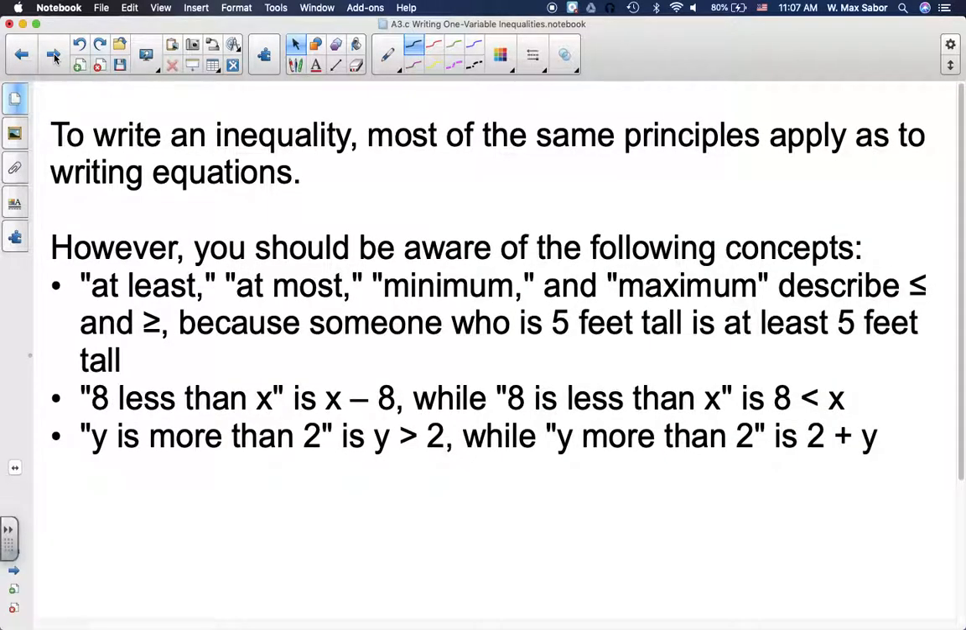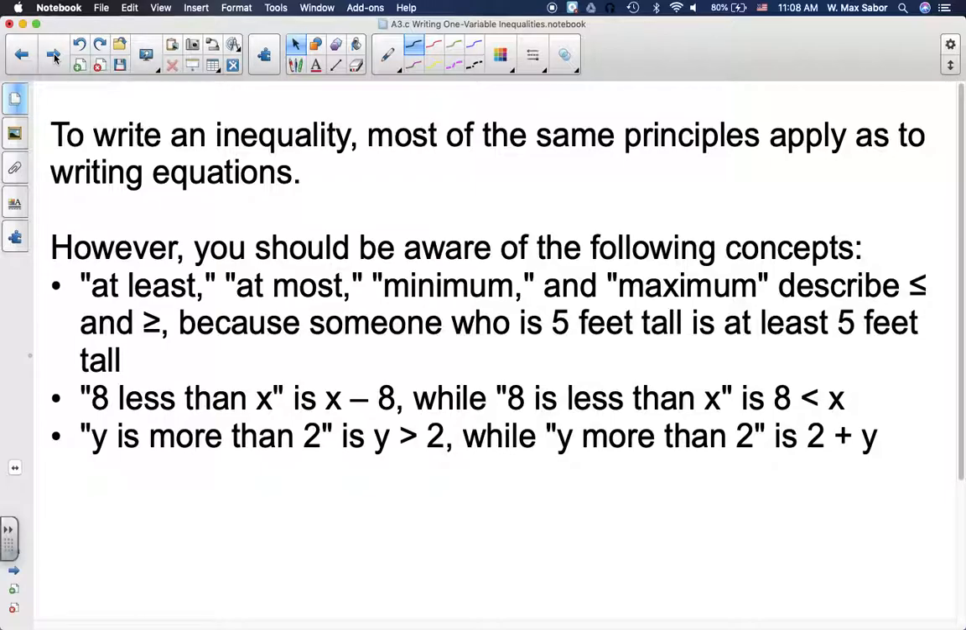To write an inequality, most of the same principles apply as to writing equations. However, you need to know these particular concepts. At least, at most, minimum, and maximum describe the "or equal to" versions. Someone who's 5 feet tall is at least 5 feet tall. If I say you have to be at least 5 feet tall to go on the ride, and you're exactly 5 feet tall, you can go on the ride. So those symbols represent being equal to or greater than or less than, depending on which side.